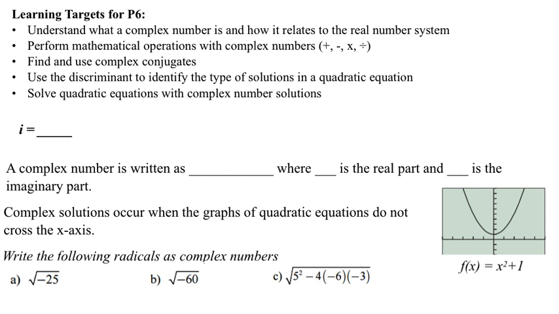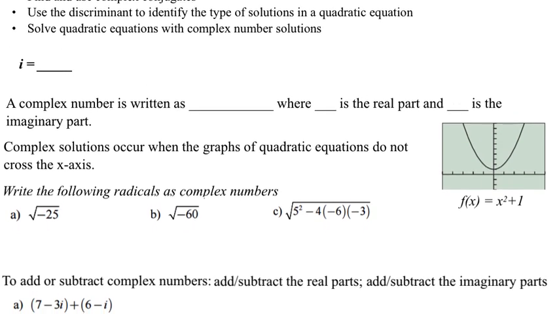And your learning targets for this section are to understand what a complex number is, and how that relates to our real number system that you're used to dealing with. You're going to be working with complex numbers, adding, subtracting, multiplying, and dividing them. You will also use complex conjugates to help you manipulate different algebraic expressions. You will use the discriminant to identify the type of solutions of a quadratic equation. And you're also going to solve quadratic equations with complex number solutions.